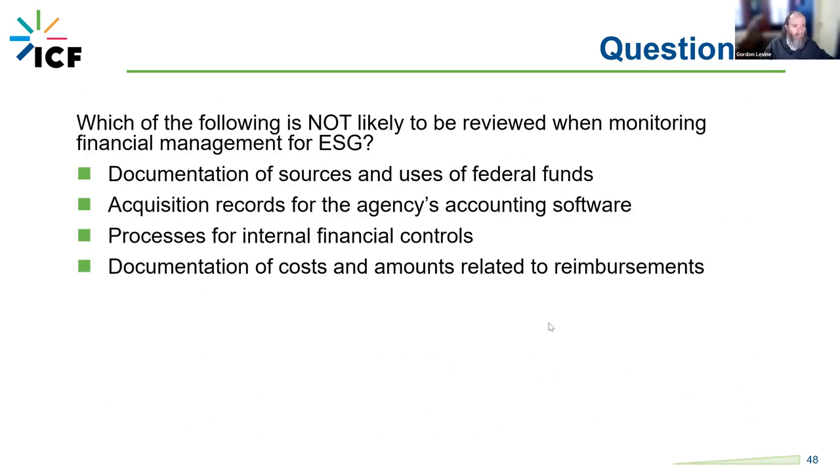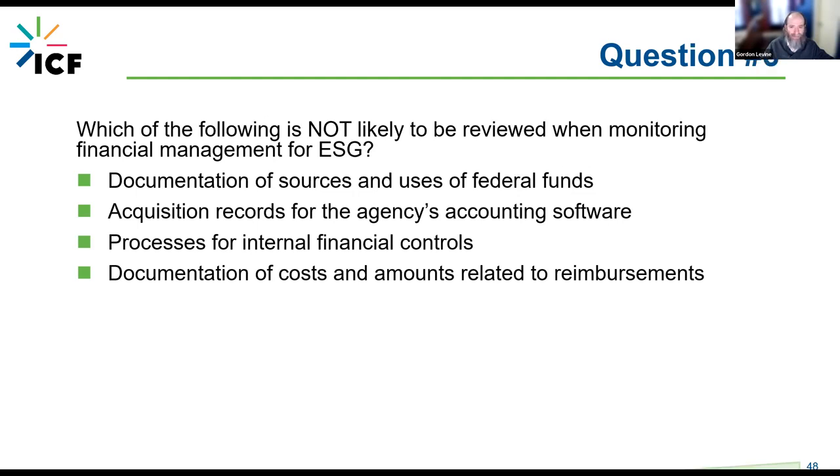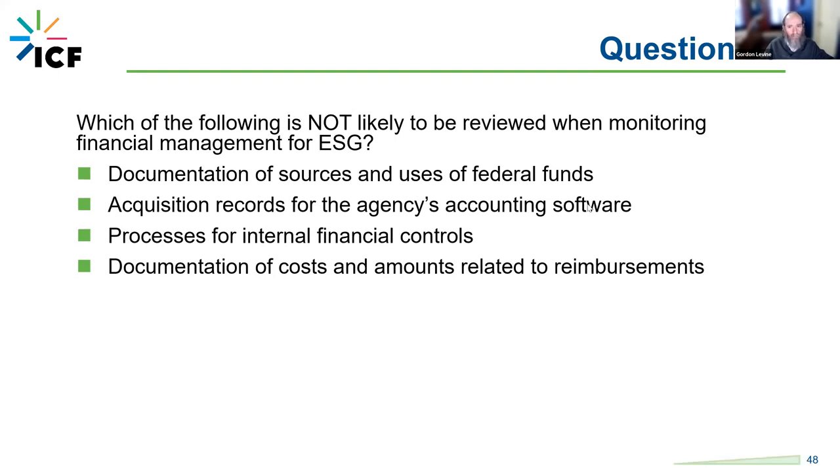All right. Which of the following is not likely to be reviewed when monitoring financial management for ESG? Which of these is not likely to be reviewed when monitoring financial management for ESG? Is it documentation of sources and uses of federal funds? Is it acquisition records for agency accounting software? Is it agency processes for internal financial controls? Is it documentation of costs and amounts related to reimbursements? Which of these is not likely to be reviewed when monitoring financial management for ESG? Okay, answers coming in hot.